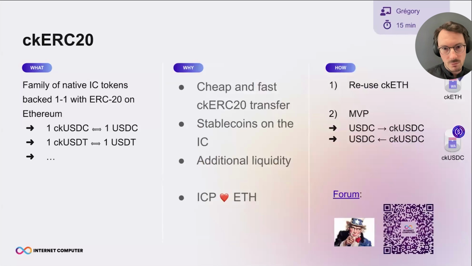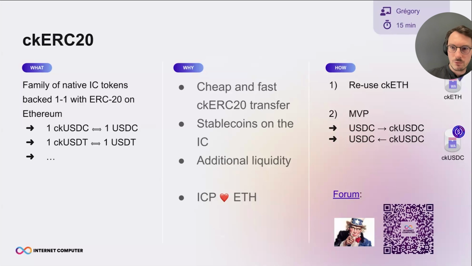So why do we want to do that? Well, this would allow for cheap and fast token transfers on the IC. And also because some of those tokens are stablecoins like USDC or USDT, by bridging them to the IC, we automatically bring stablecoins to the IC. And also overall, we hope to attract some of that liquidity I mentioned before and some of the developers of that ecosystem to the IC.